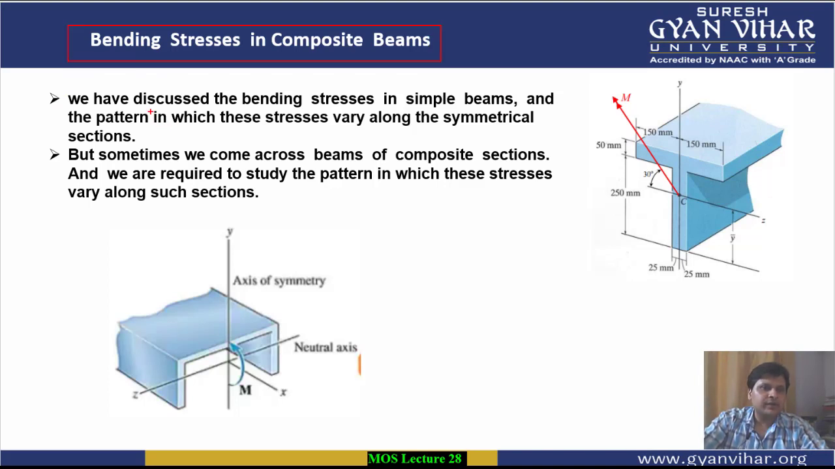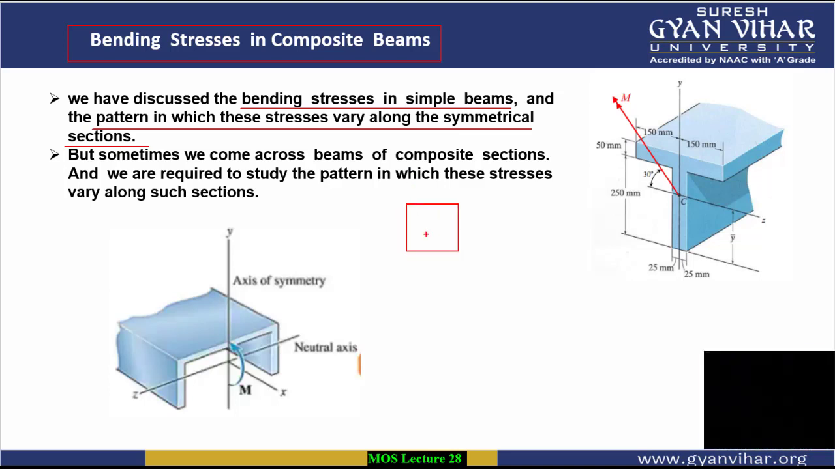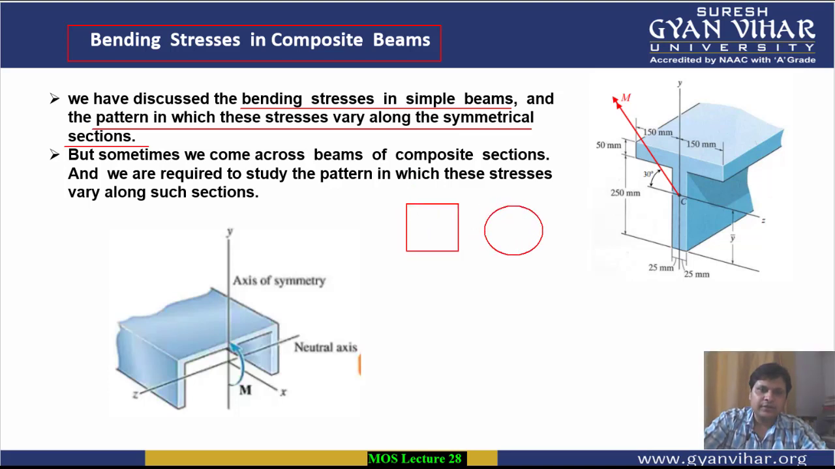In the previous lectures we discussed the bending stresses in simple beams and the pattern in which these stresses vary along the symmetrical sections. Simple beams means beams of simple cross sections like rectangular, circular, hollow circular, or hollow rectangular or square sections. We have seen all these cases. These were considered simple beams, and we have seen how the stresses vary along such symmetrical sections.